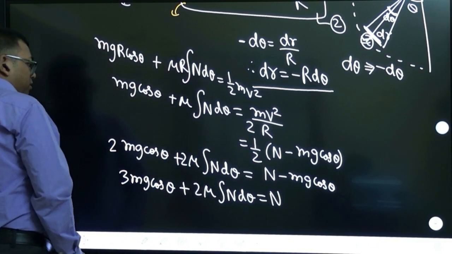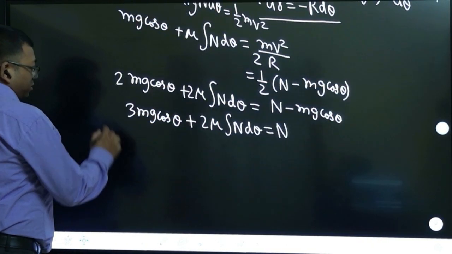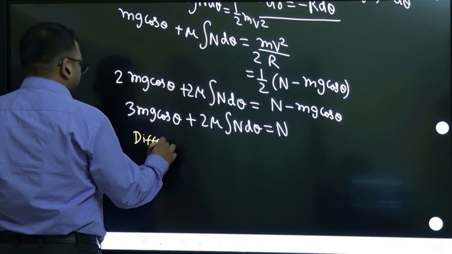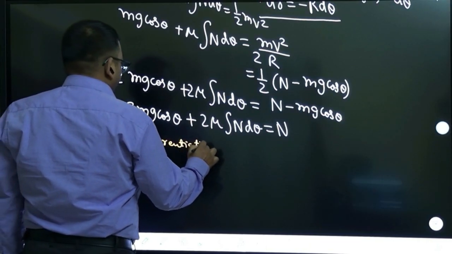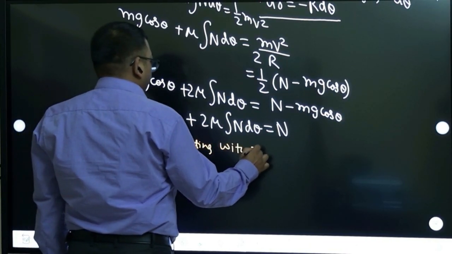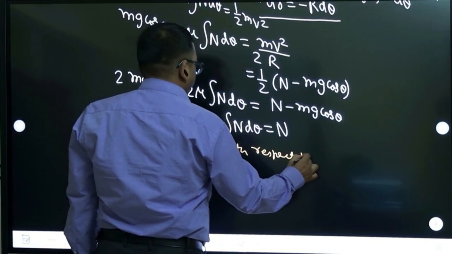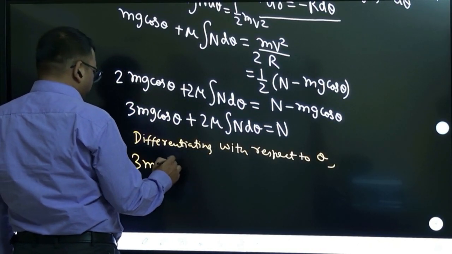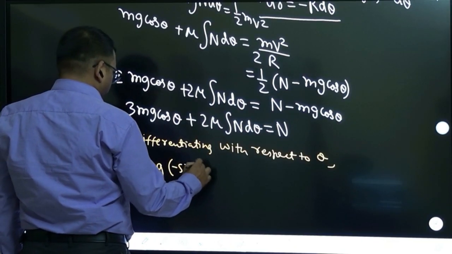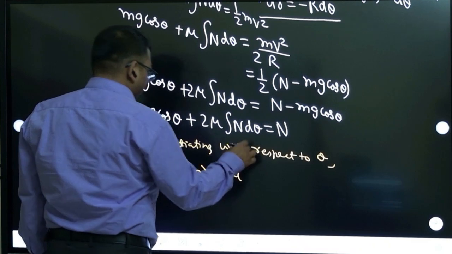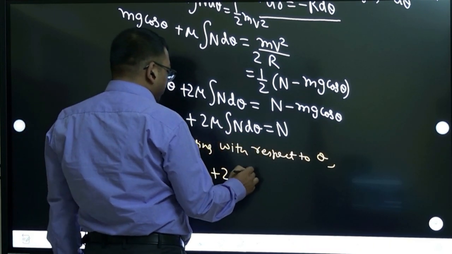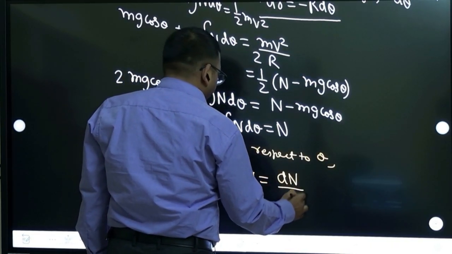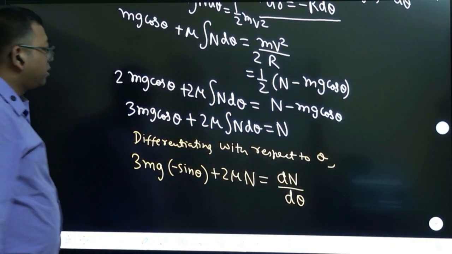Now I am going to differentiate this. Differentiating with respect to theta, 3 mg comes out. Cos differentiation will become minus sine theta. You know that. Plus 2 mu comes out. This integration and d theta, with respect to theta differentiation will again give n. Now this becomes dn by d theta. This is an important thing. Okay, dn by d theta.